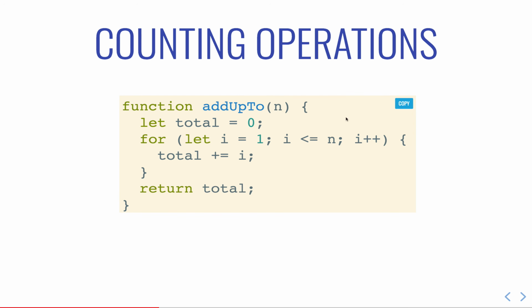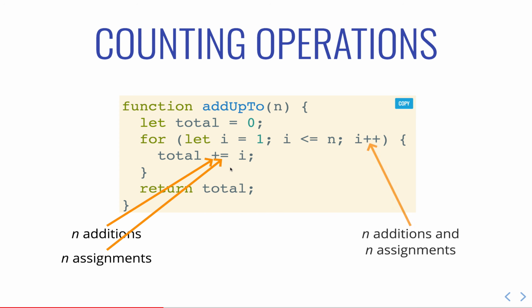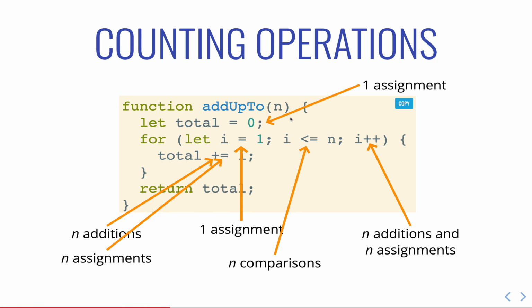If we compare that to this example, as n grows, we have a loop. And this loop is dependent on the value of n. So we have n additions inside of that loop. If n is 1,000,000, we're adding 1,000,000 times. We have n assignments, n additions and assignments up here in the loop, and 1 assignment at the beginning. It doesn't really matter what the exact number is. We're looking at big picture trends.